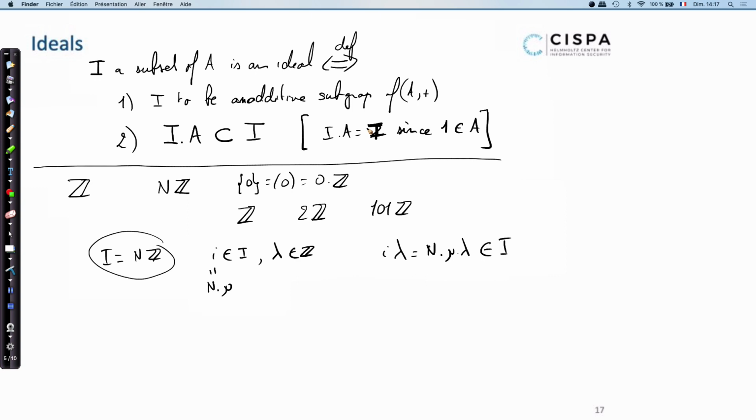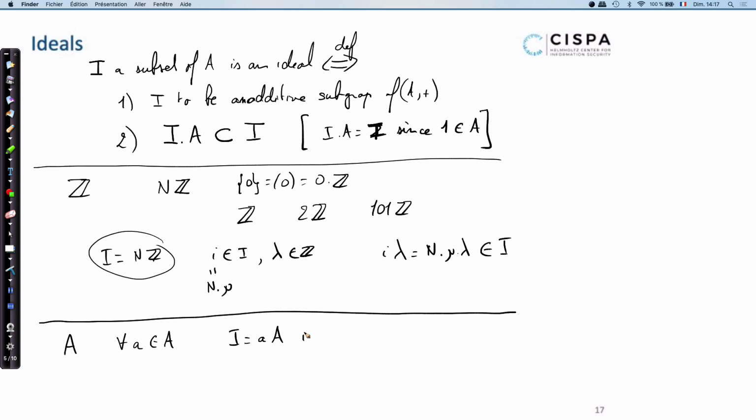Nice. So now let's take a few examples of ideals. So we already saw an example where you take an element and you multiply the full ring, in the case of Z. And in fact, this is a general construction. So for any ring A, and for all elements a in A, I equals a times A is an ideal. Okay, and ideals which have this structure are called principal. So this is a principal ideal because it's obtained by multiplying an element by the full ring.